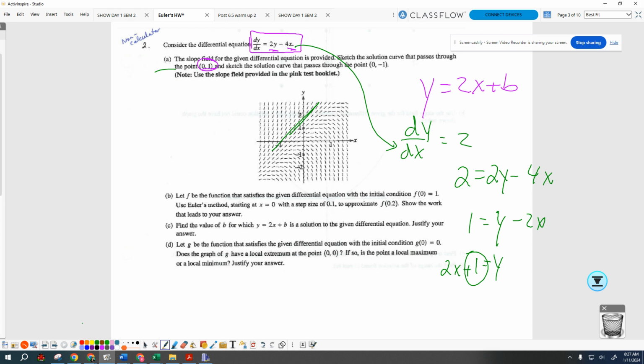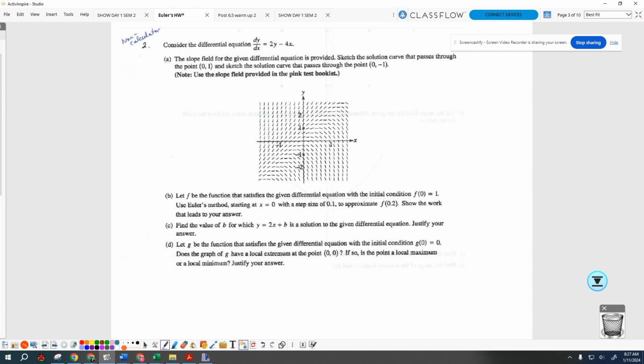Can we do this one? D? If the first two, there's just a lot of words. Yeah, there's a lot of words. I agree with you. Ooh, I love this one. Okay.